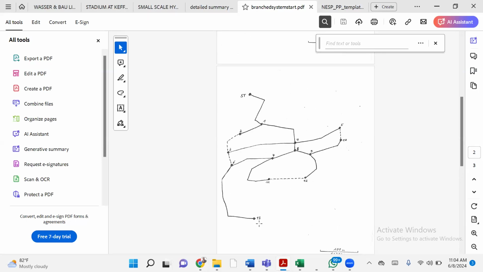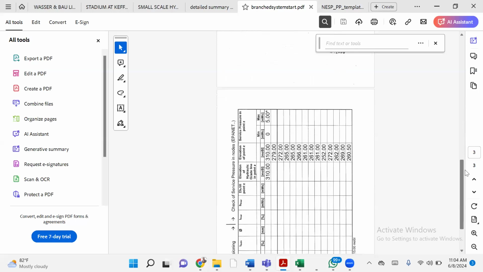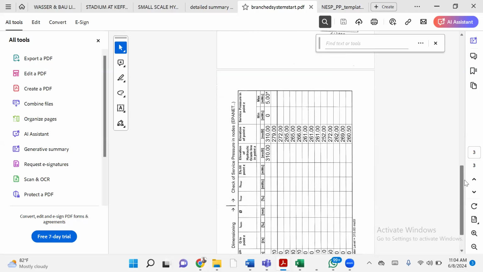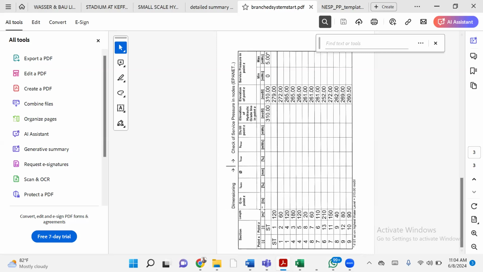This is 6 to 13. This is 7 to 11. This is 8 to 9. This is 9 to 12. This is 9 to 10. So you have to know the length of each section, which is automatically the length of the pipe. So that is column 3.